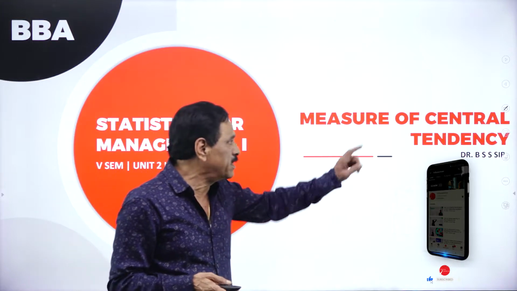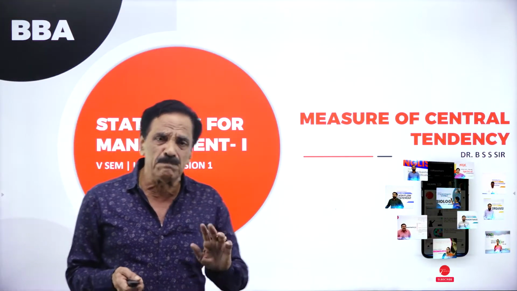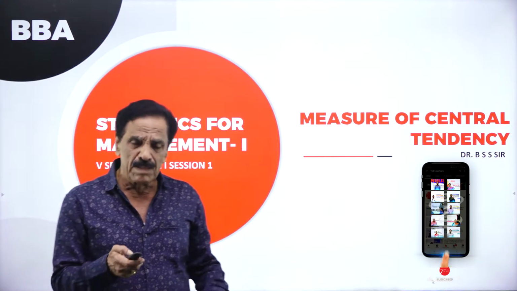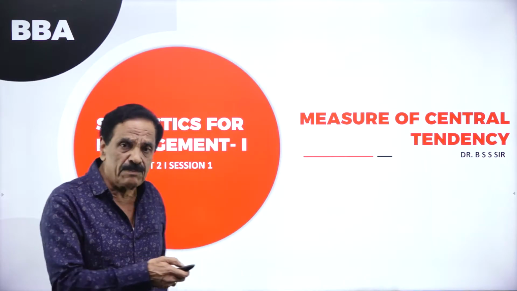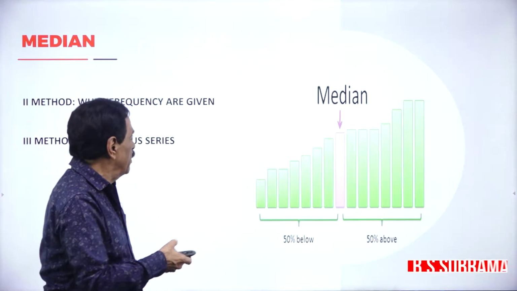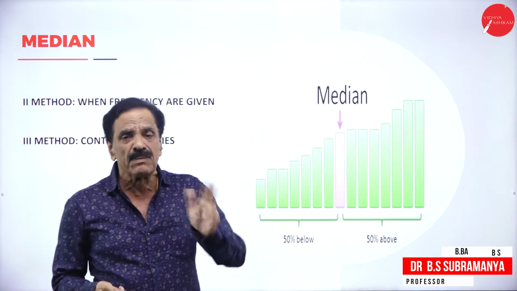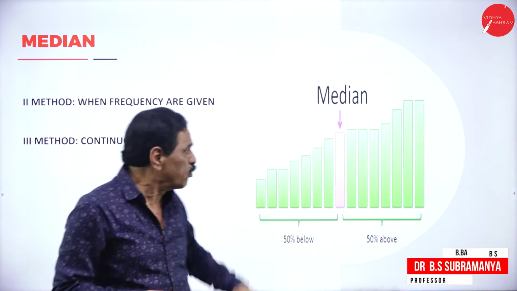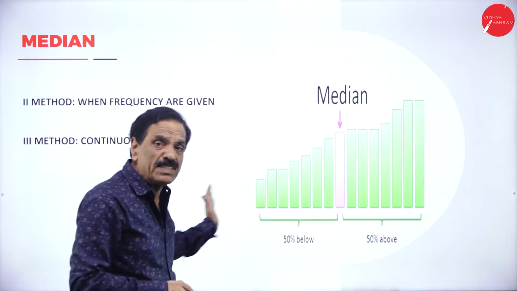Yesterday, we started with the measure of central tendency. In that, we completed mean of individual numbers and continuous series, when the frequencies are given. Then we'll go to median now. Median, yesterday we had when the individual numbers are given. What is actually median? Median is the mid value of the given series.